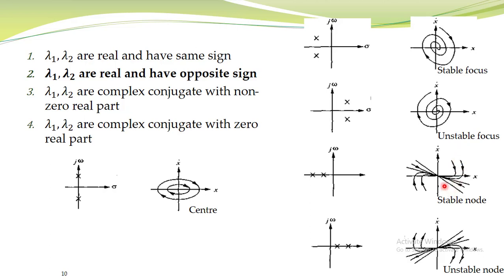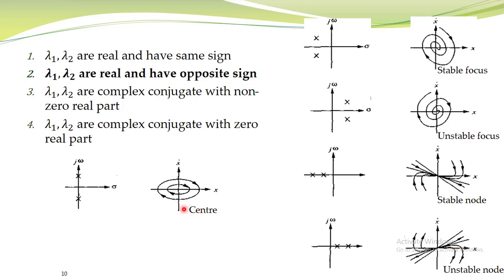This type of phase portrait and this one as well, these are called nodes. One is stable node and the other is unstable node. In case of stable node, trajectories converge to the equilibrium point without showing any oscillations. And in case of unstable nodes, the trajectories become unbounded without showing any oscillatory behavior.